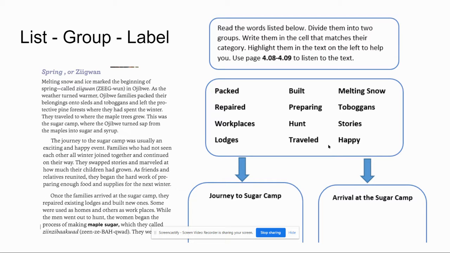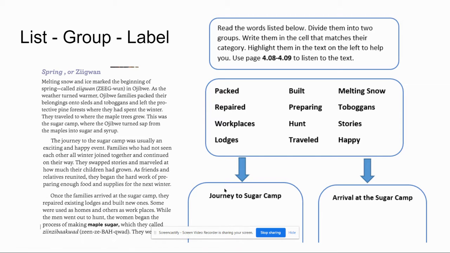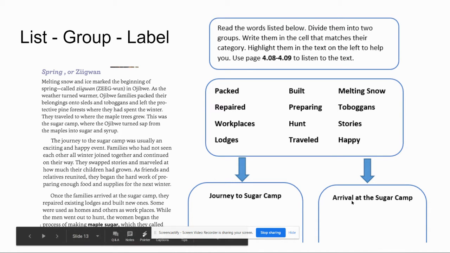The first task is to do something called list group label. You'll see a number of terms right here. After reading the text on the left, I want you to decide which category each term goes into. One category is the journey to the sugar camp, and the other category is arrival at the sugar camp. For example, packed, does that word match the journey or arrival? How about repaired? Does that happen on the way, the journey, or once they've arrived at the sugar camp?